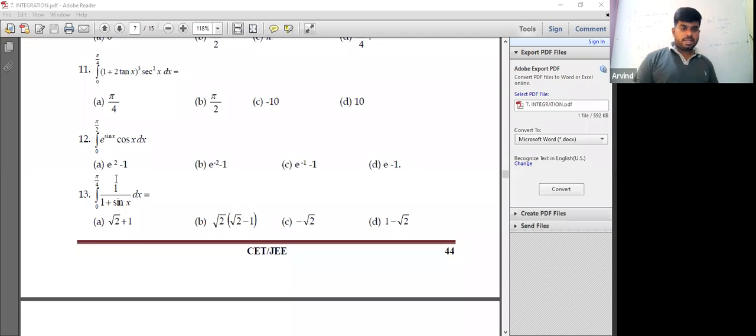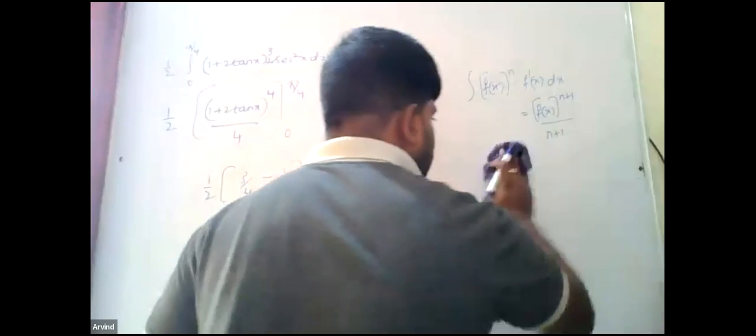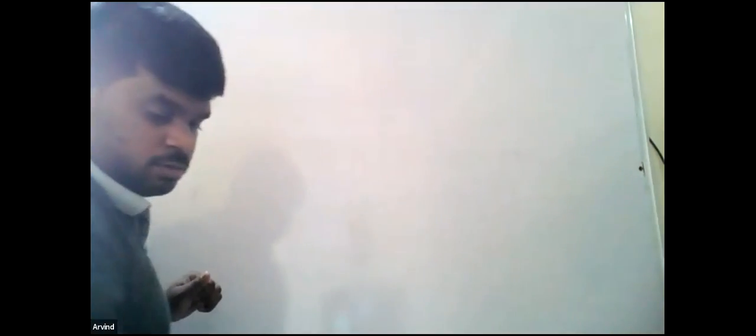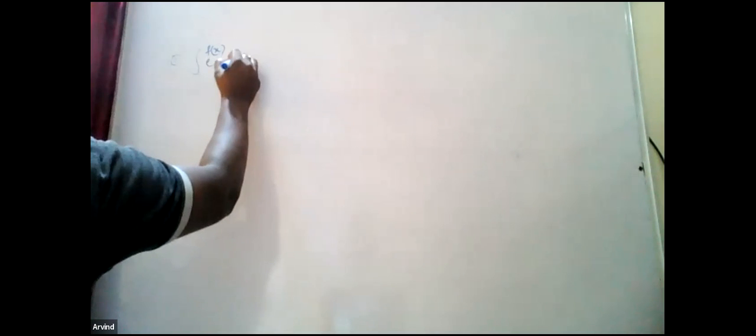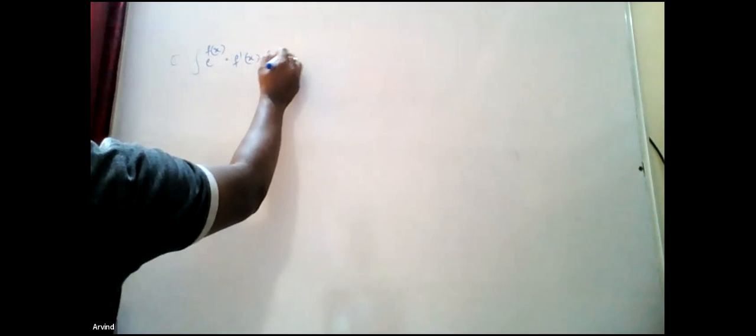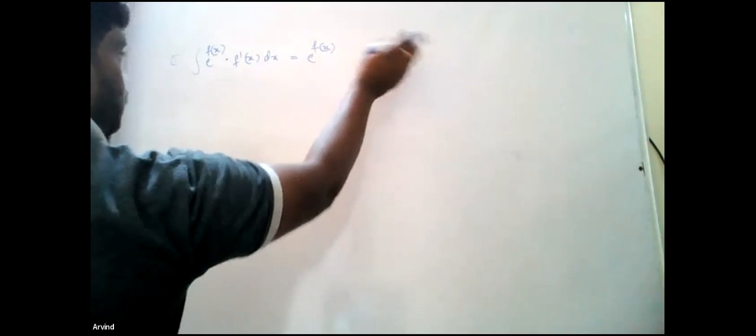E power sin x cos x into dx. Okay, I'll give you a few more formulas of this type. Read on these formulas. If it is like this, integral of e power f of x into f dash of x dx, then it is e power f of x plus c. Okay, I'm not going to write all those. You have to know that.